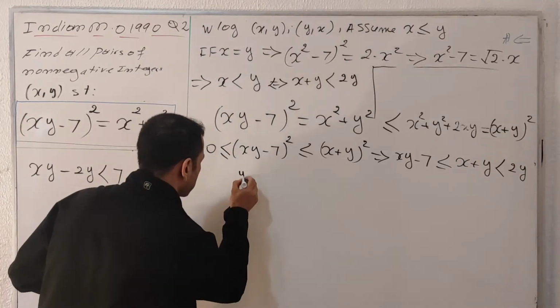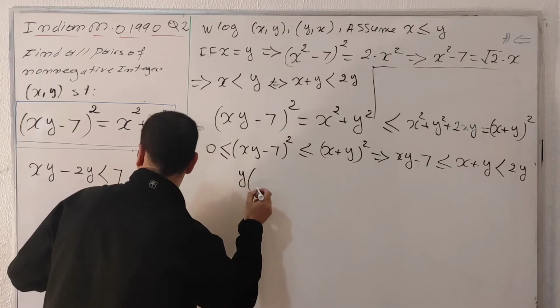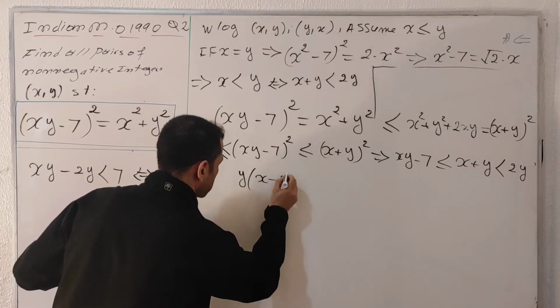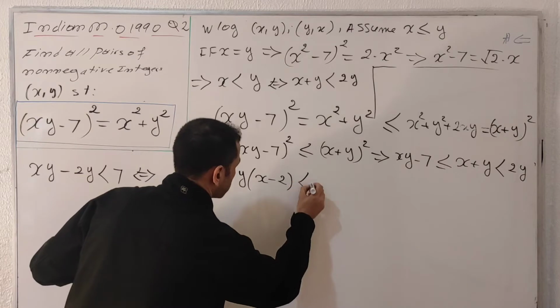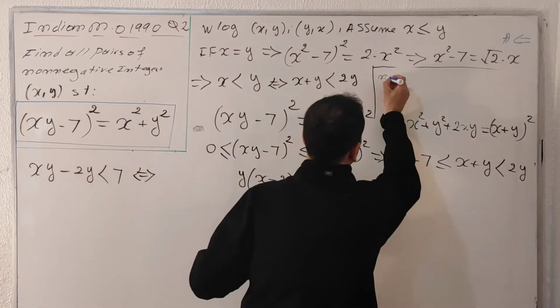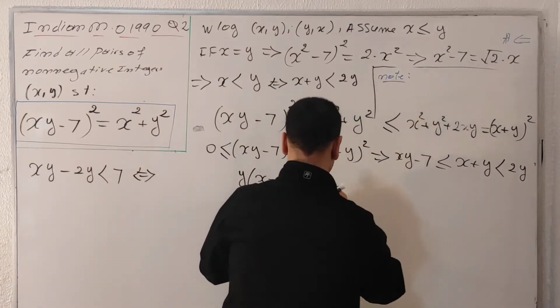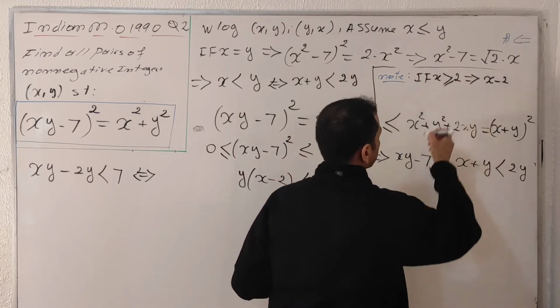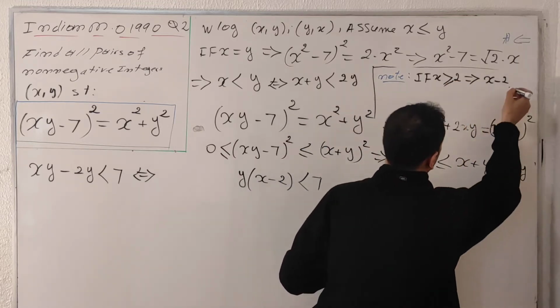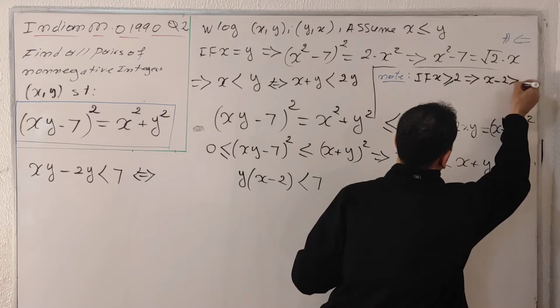I will have y multiplied by x minus 2, which is strictly inferior than 7. Okay, note: if we have x superior or equal to 2, this implies x minus 2 is superior or equal to 0.